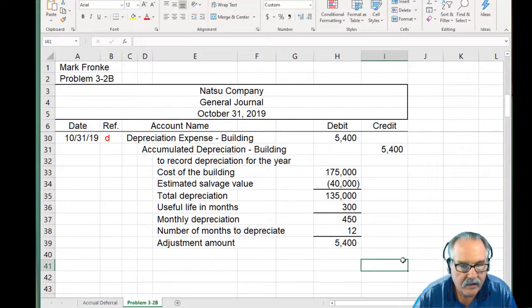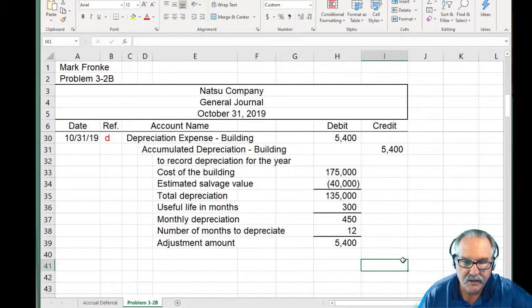This is a standard depreciation, straight line depreciation calculation and journal entry. This should be familiar to you from your Accounting 100 class. This is how literally 95% of the assets in the world are depreciated using this exact formula. If you don't know this formula, spend some time and look at it and make sure you know how to do the calculation. We start with the cost, which is $175,000. We subtract the estimated salvage value. Estimated salvage value is what we think it's going to be worth in 25 years. We don't know for sure.